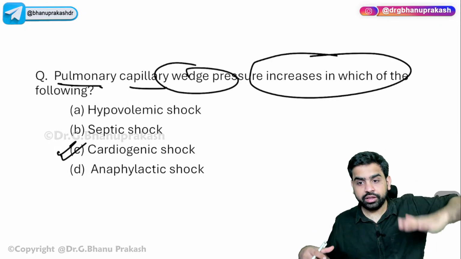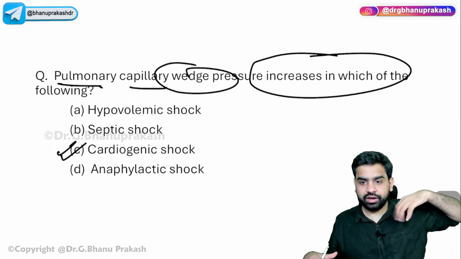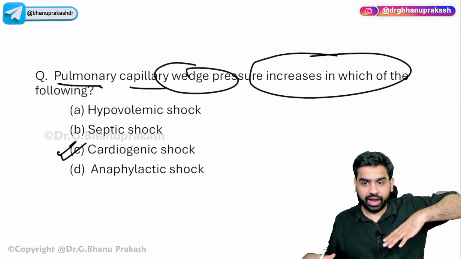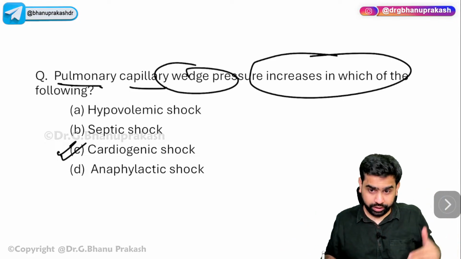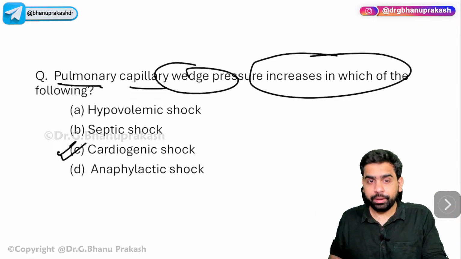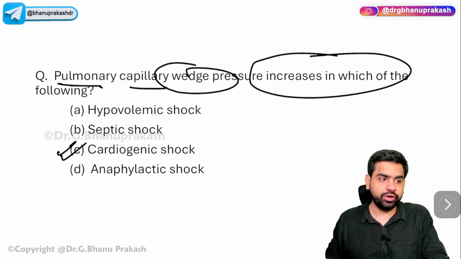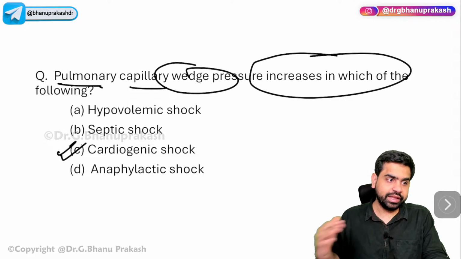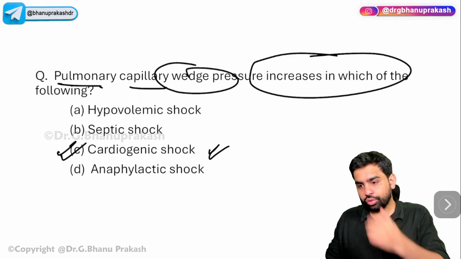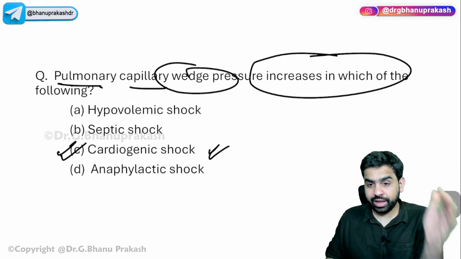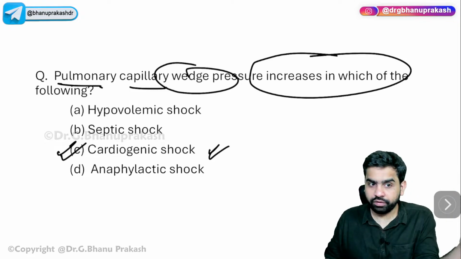So what is going to happen? Blood buildup is going to happen. If the left ventricle is not going to empty, the left atrium will not be able to empty. And what is going to happen? There's going to be venous stasis of the blood inside the pulmonary circulation. And over here, if you measure the pulmonary capillary wedge pressure, you will find that there is an increase in it, and that is why the answer over here is cardiogenic shock. I hope you are able to understand this point. Pulmonary capillary wedge pressure is going to increase in patients with cardiogenic shock.